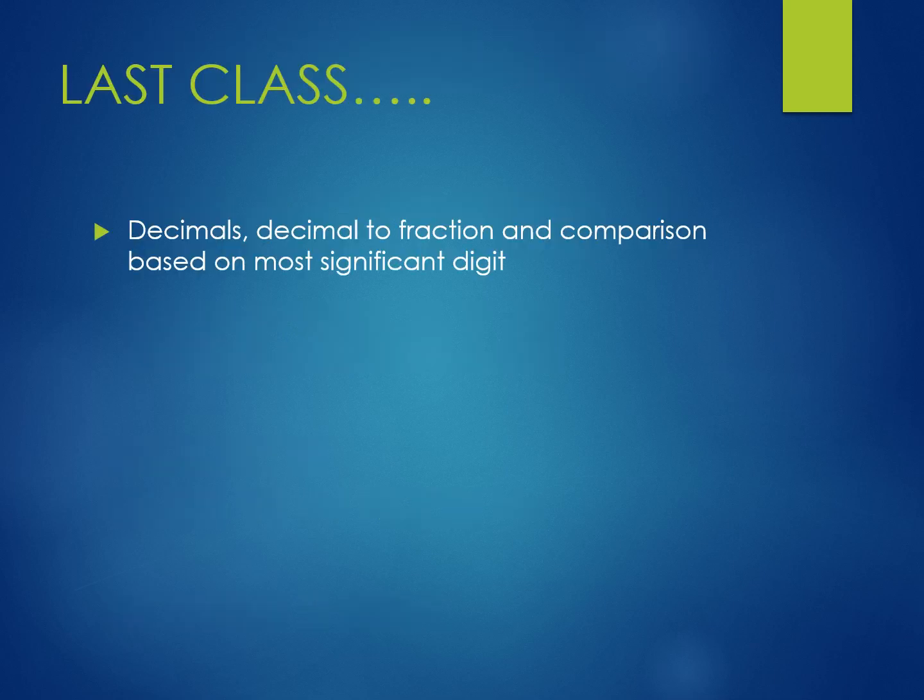Last class, we discussed decimals. Then we discussed how to convert a decimal to a fraction, in which I taught you how to remove the decimal and then put one over there, and then count the number of digits coming after the decimal and put that many zeros. I hope you remember that and got that also. And then we did comparison based on most significant digit. I hope you got that.